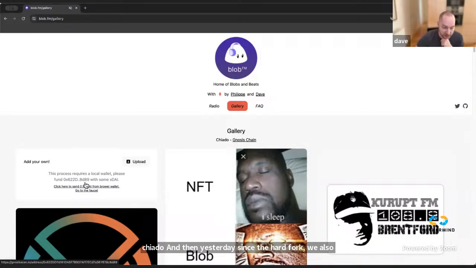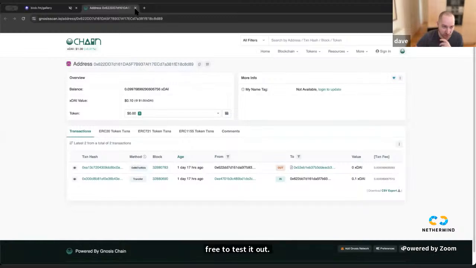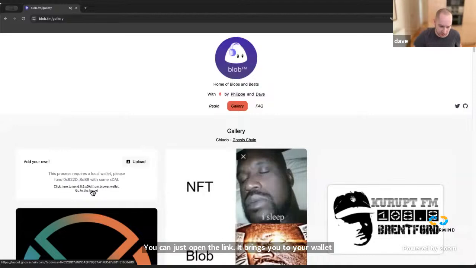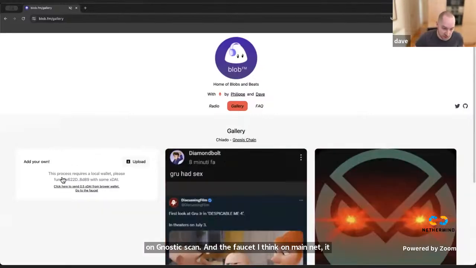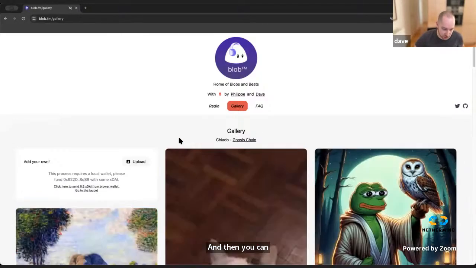It creates a local wallet in your browser. And on Chiado, we have a faucet. So if you do it on Chiado, anyone watching or on the call, feel free to test it out. You can just open the link. It brings you to your wallet on Gnosis Scan. The faucet on mainnet doesn't work right now, I believe, but on Chiado it does. Then you can send some DAI to this wallet, either through the faucet, or on Gnosis chain you just send some DAI to it.